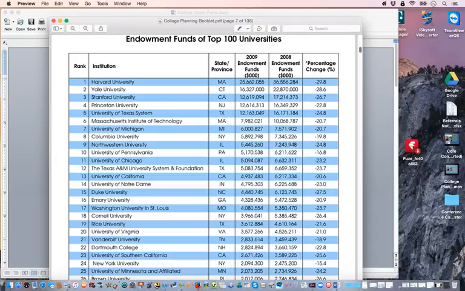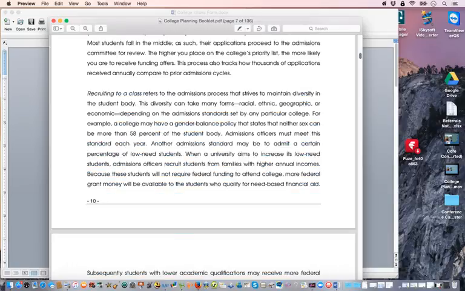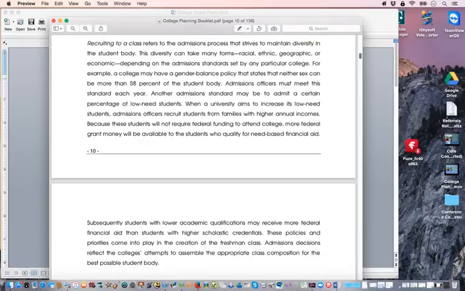So we give them data on Yale, Stanford, and so on. This is like the top 100 endowment funds in the state. So they get that as part of the booklet. They can go through and get data about college admission, because it's kind of like a roadmap.